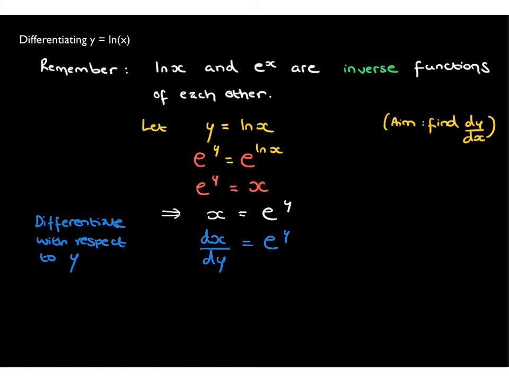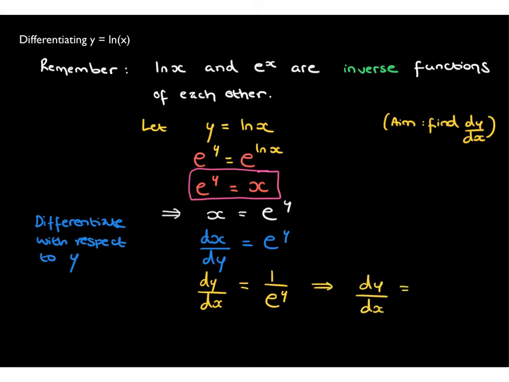Now, if we then want to find dy by dx, we need the reciprocal of dx by dy, so it must be equal to 1 over e to the y. But what do we know about e to the y? It's the same as x. So this gives me the information that dy by dx is equal to 1 over x. And this is the crucial piece of information. The derivative of ln of x is 1 over x.